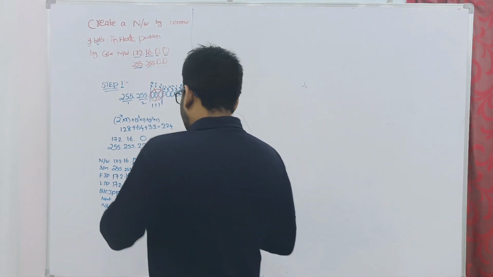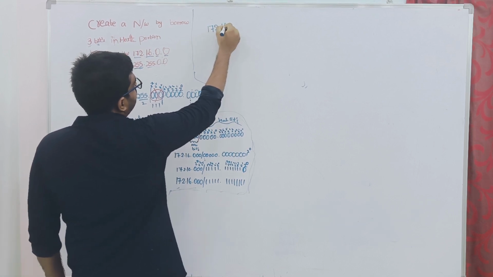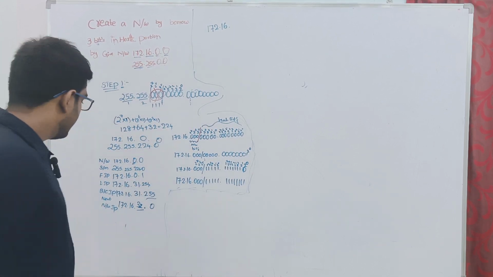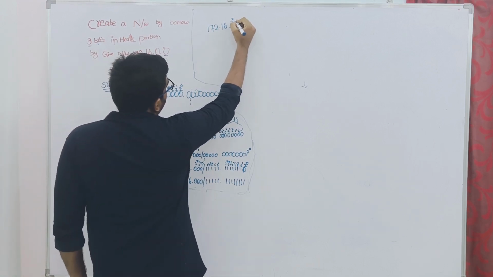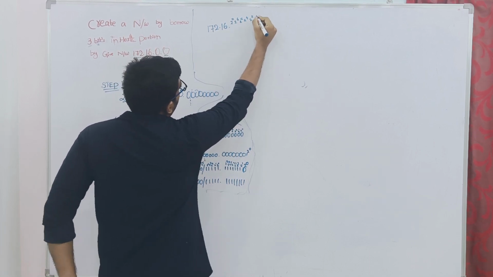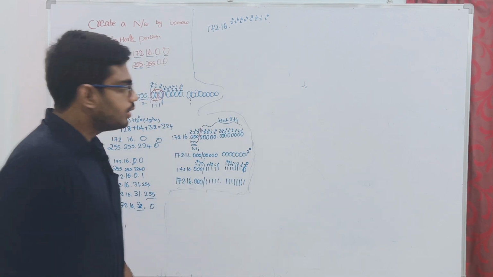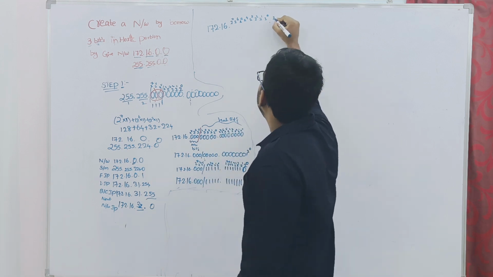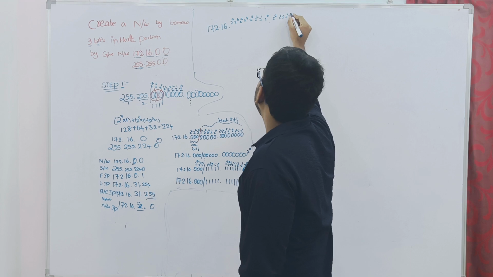So what is next network? 172.16.32, which is in the third octet. So again you write 2 power 7, 2 power 6, 2 power 5, 2 power 4, 2 power 3, 2 power 2, 2 power 1, 2 power 0, dot. Start from here: 2 power 7, 2 power 6, 2 power 5, 2 power 4, 2 power 3, 2 power 2, 2 power 1, 2 power 0.